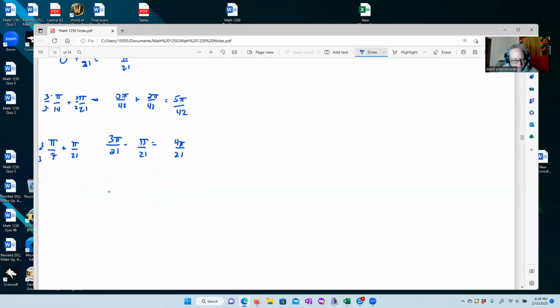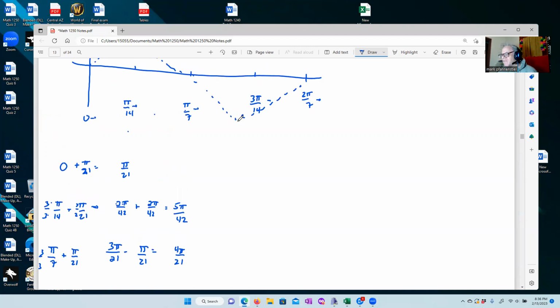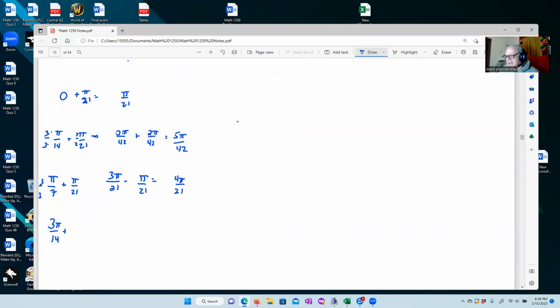Next thing we're going to do is we're going to take our 3 pi over 14. That's the next point that we have to deal with here. That's 3 pi over 14. And we're going to add pi over 21 to that. Okay, and again, getting common denominators.